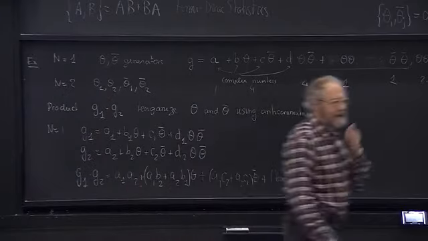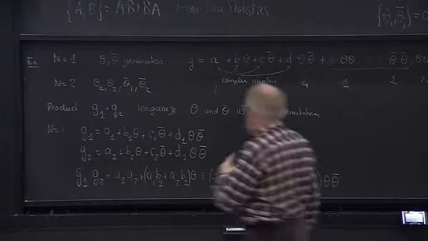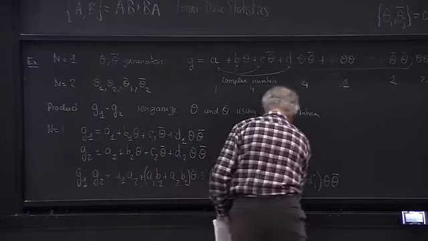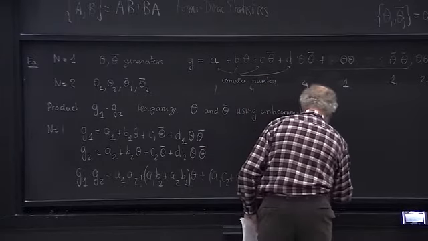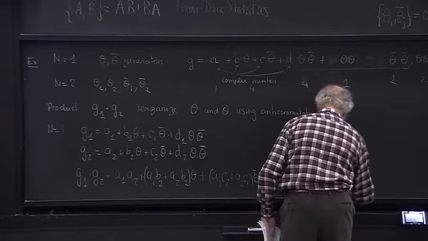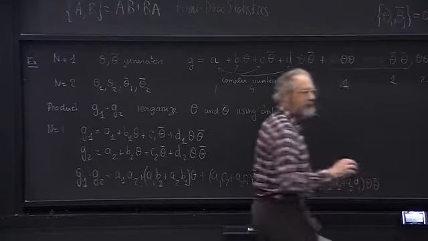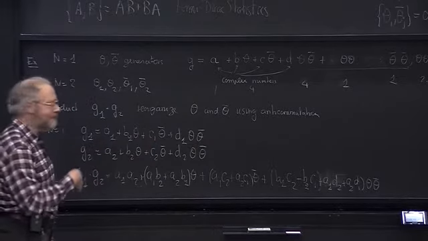Okay? Yes? You should also have A1 D2 and A2 D1. Oh, I am sorry. Yes, thank you very much. This was a mistake. Plus A1 D2 plus A2 D1. Yes, thank you very much. So you see, these are the rules of the game.